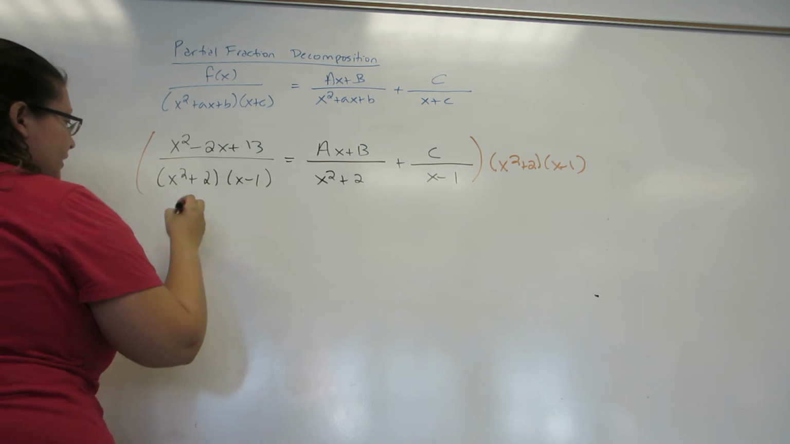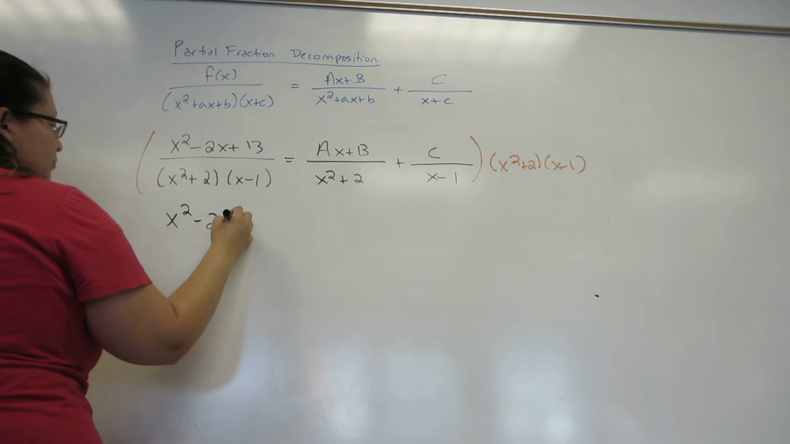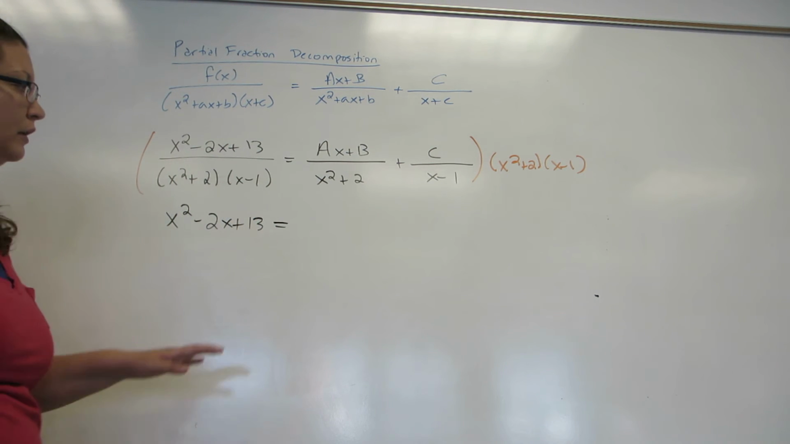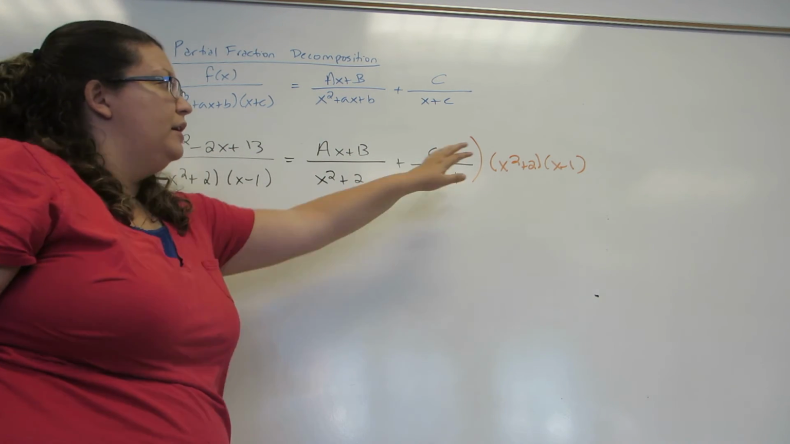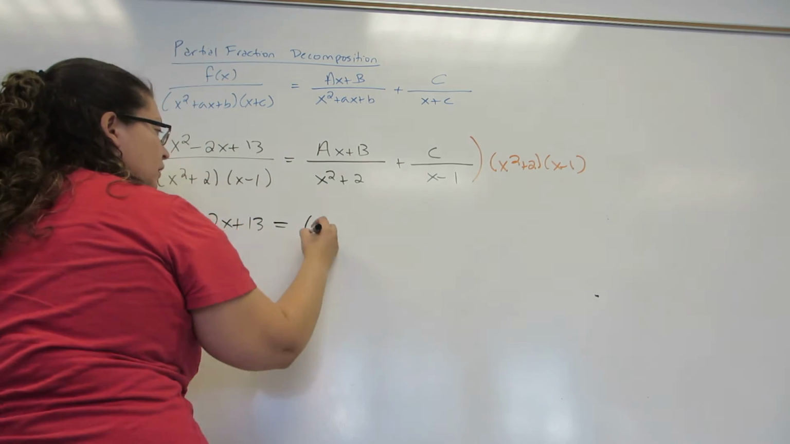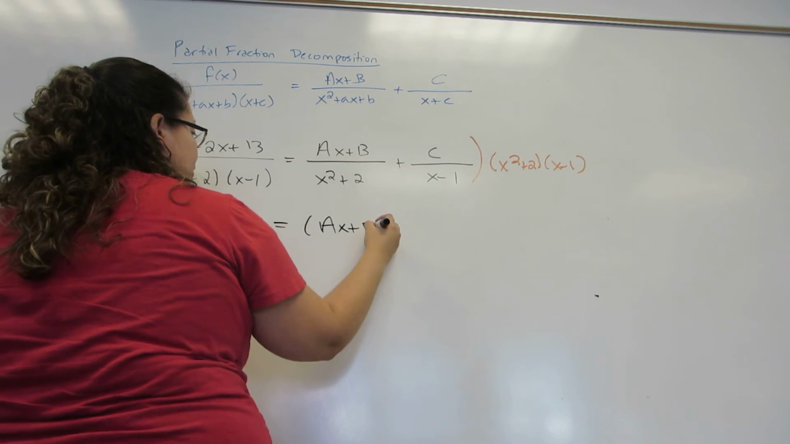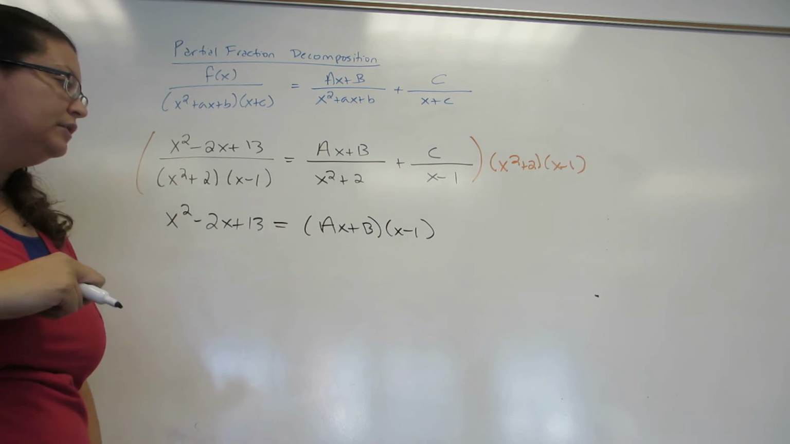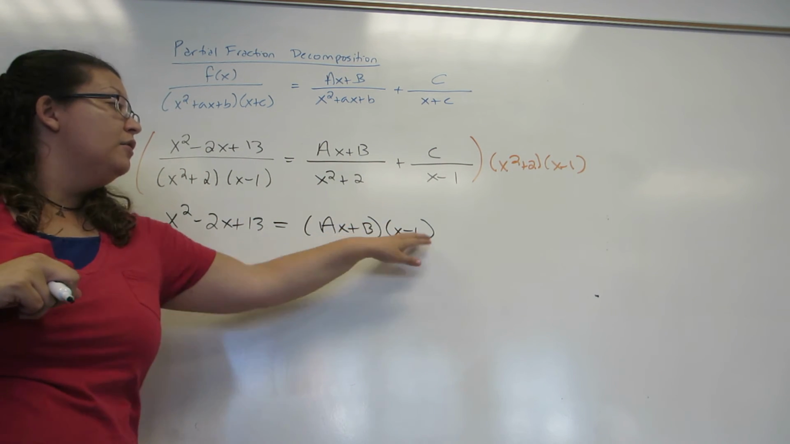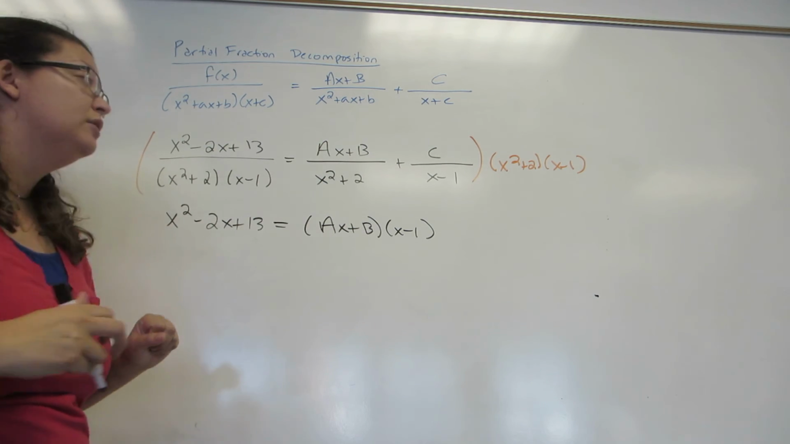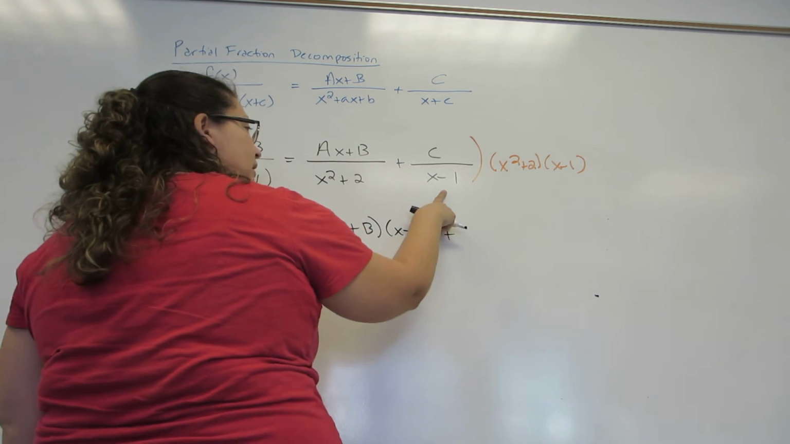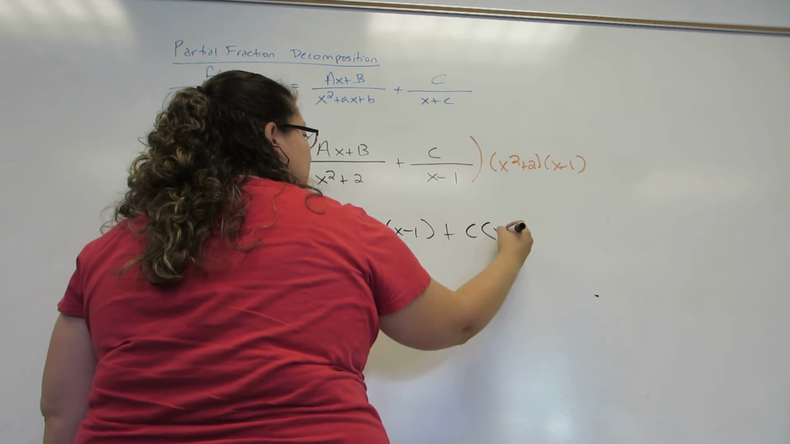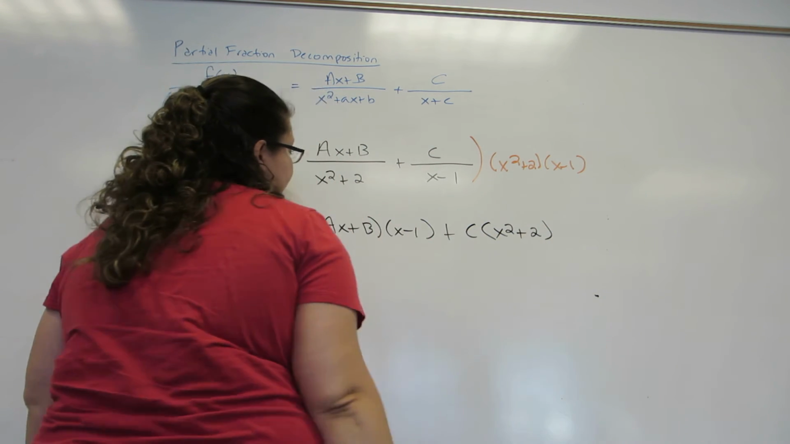And just like always, when I multiply this out, the left-hand side is just reduced to the numerator. Now, here, the x squared plus 2's cancel. I'm left with the numerator times x minus 1. And notice I put parentheses around the numerator so that the whole thing will get multiplied by x minus 1. For my last term, the x minus 1's cancel, and I'm left with c times x squared plus 2.